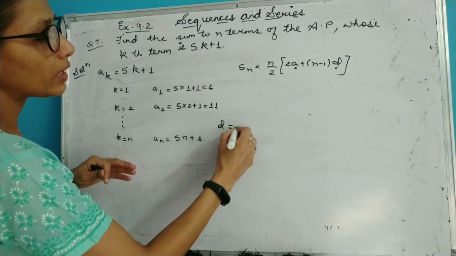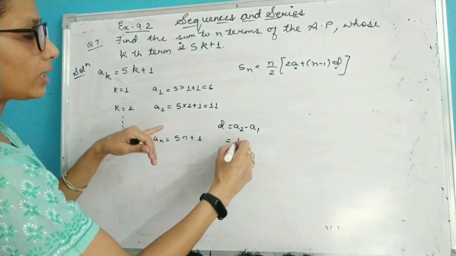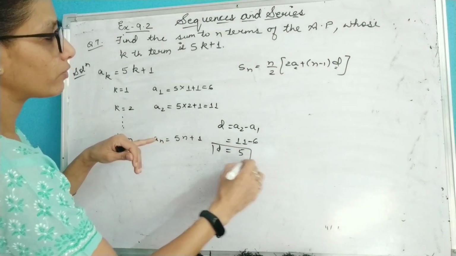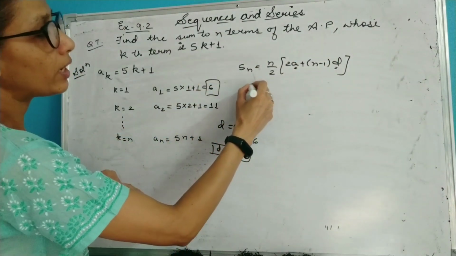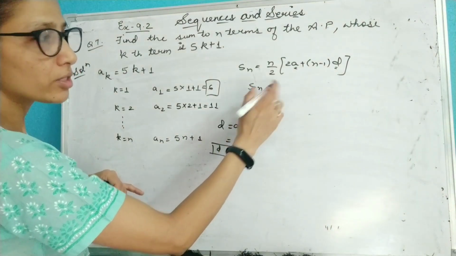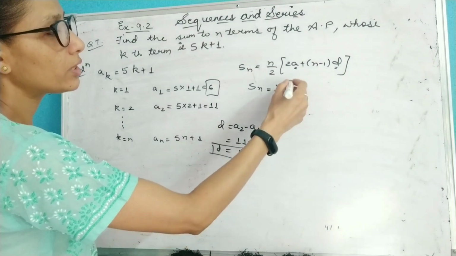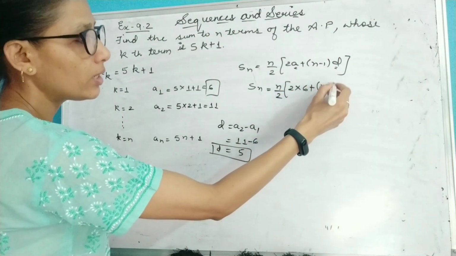So d can be calculated by writing a2 minus a1. So your a2 is 11 and your a1 is 6. That means your d is equal to 5. Put a and d value over here. So I need to find out sum of n terms, so my answer will be in n terms only. So this is n by 2, 2a is 6, plus n minus 1, and d is your 5.